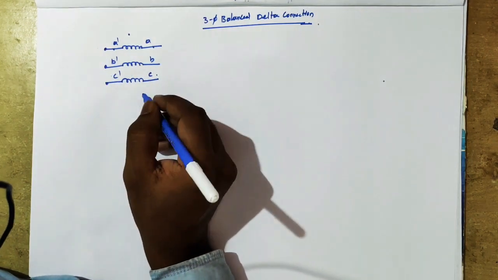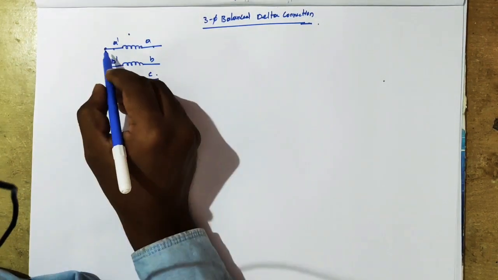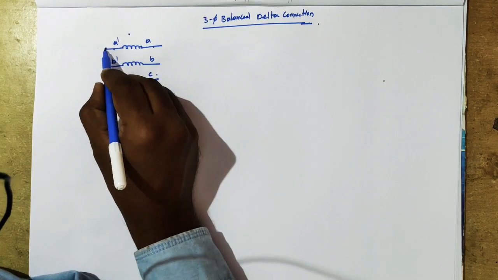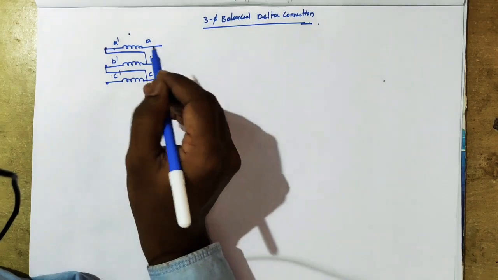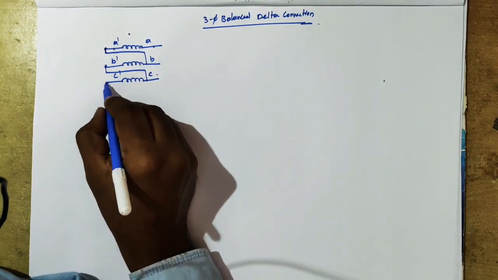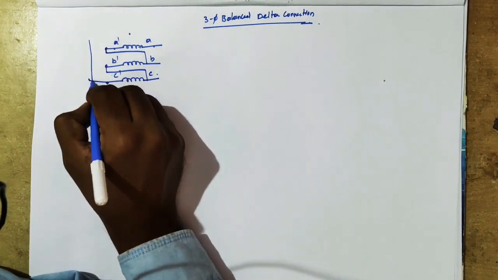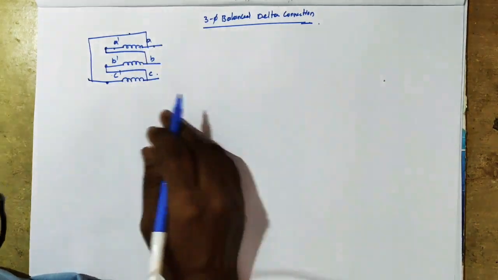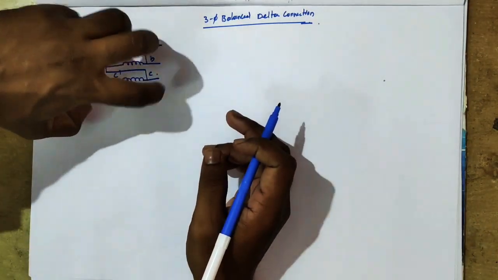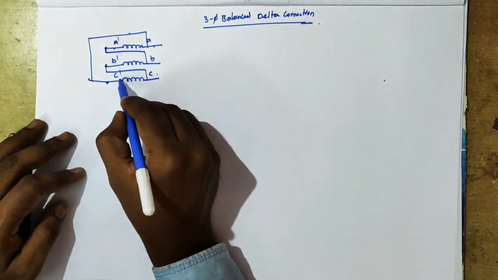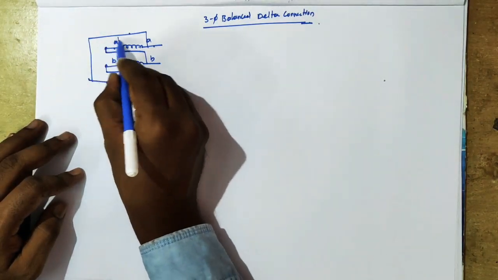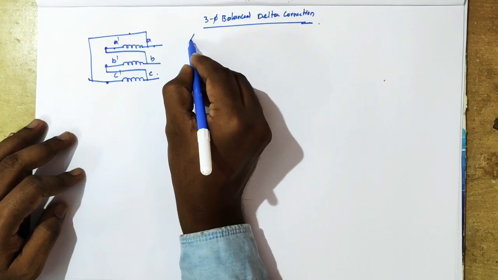Now for the delta connection, what we will do is connect the opposite terminals: A dash to B, B dash to C, and C dash to A. So this is the delta connection. If you see, what is occurring is that a closed loop is obtained. That means you will get it like this, right?